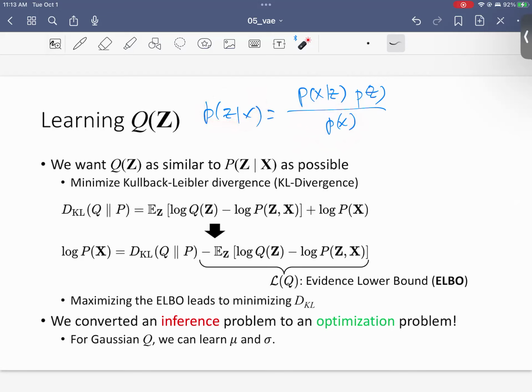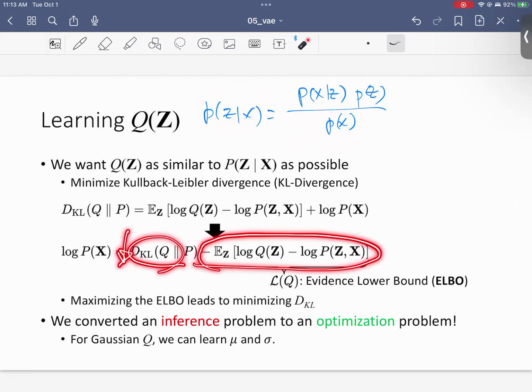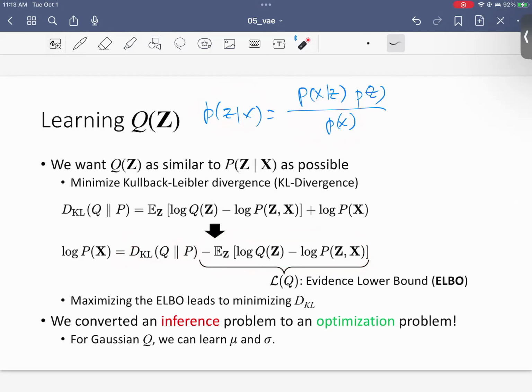But what we've done instead is increase ELBO so that your D_KL will be minimized. Decreasing the D_KL means that your Q is similar to P. So we're going to maximize ELBO, which is an optimization problem. We can simply maximize this value using gradient descent, or any of the optimization techniques that we've learned so far, and that is way easier than the inference problem. Optimization is easier than inference. That is why we are using variational inference.